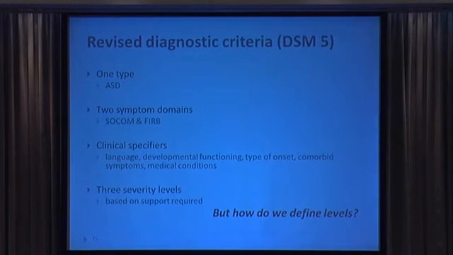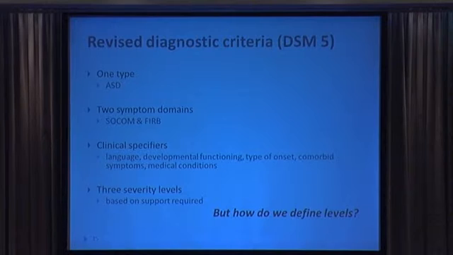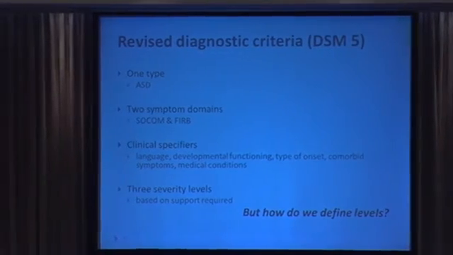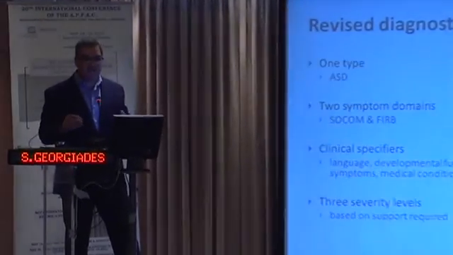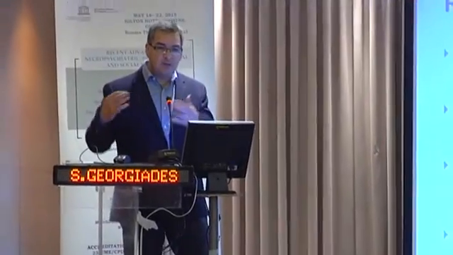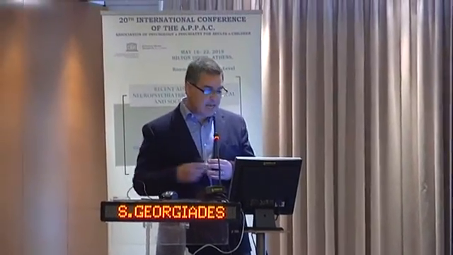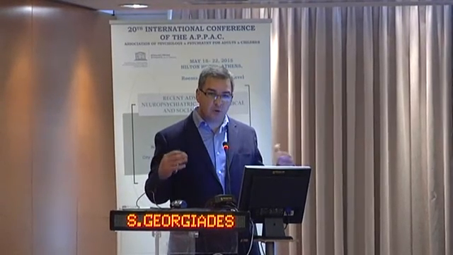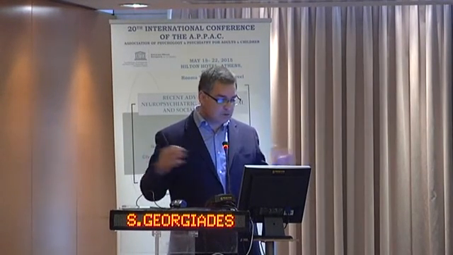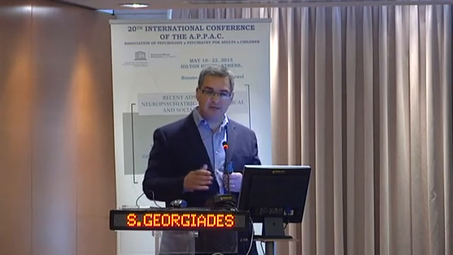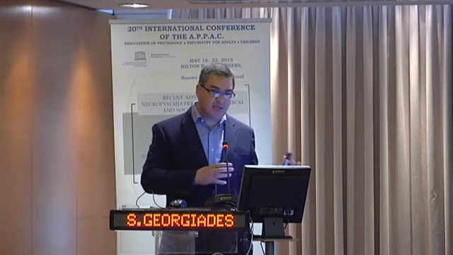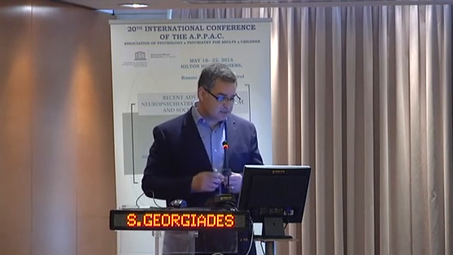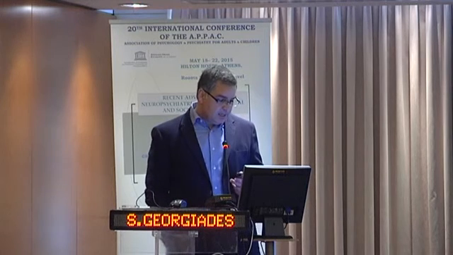Okay, so now, as you know, in the recent revision of the Diagnostic and Statistical Manual, the DSM-5, we have new criteria for ASD. We no longer have the different subtypes of autism, PDD-NOS, or Asperger's. There's only one type, autism spectrum disorder. It's an umbrella category. And the diagnostic criteria are organized in 2 major domains: the social communication deficits and the fixated interest and repetitive behaviors.